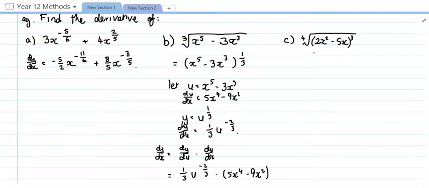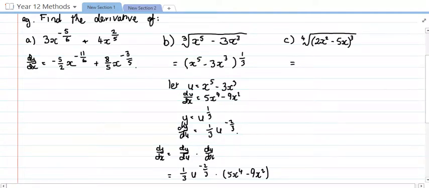So just picking up where we left off on the last video, I'm now going to attempt this part C of the question. Much like we did with the last one, we need to write it with its powers first. So that's equal to 2x squared minus 5x all to the power of 3, which then is all to the power of 1/4.